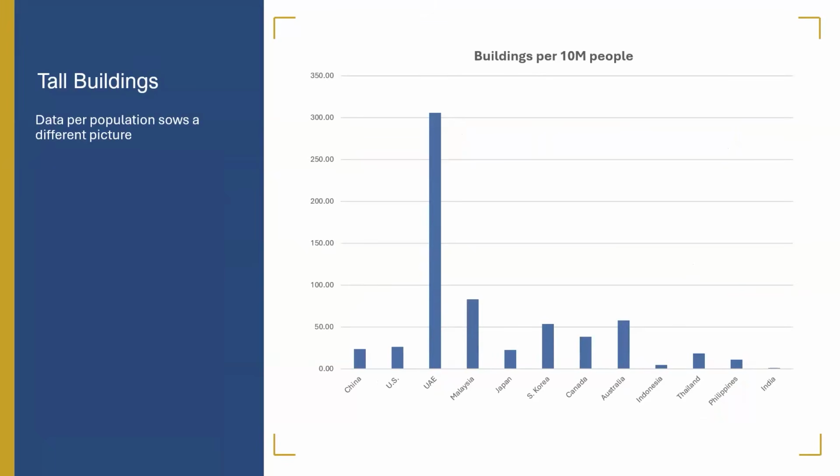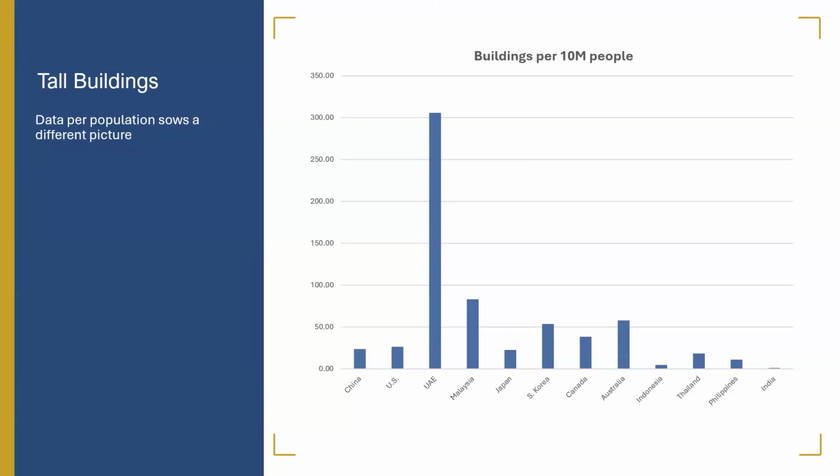So US and China per population are almost the same. Then Malaysia, again, very high. Australia, very little population, but a lot of buildings. Thailand and Philippines. And India has a few buildings, but its population is so large that you can't even see its number per 10 million population.